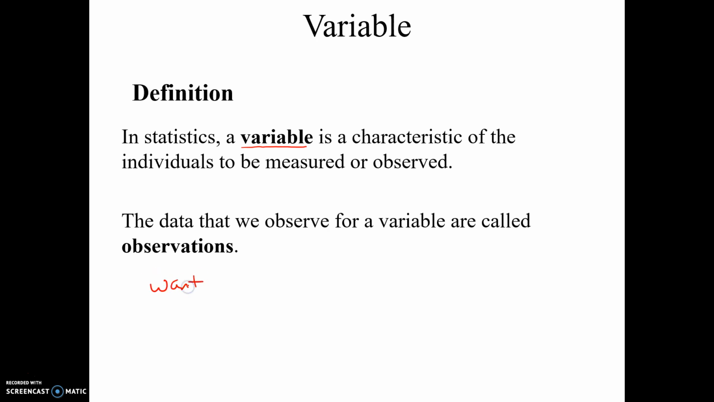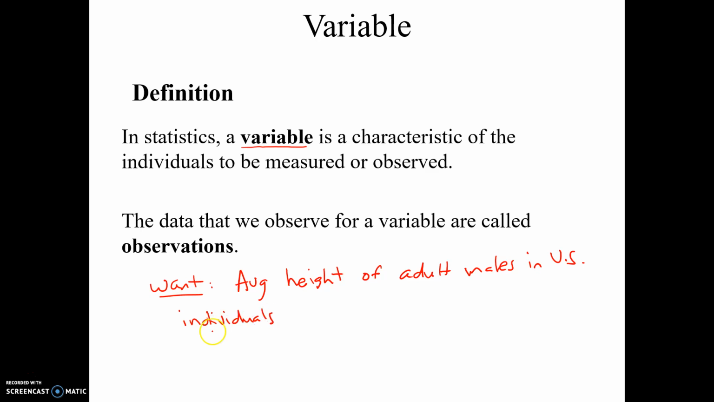Okay, this is what we want. We want to find the average height of adult males in the US. A variable is a characteristic of the individual. So in this case, the individuals are the adult males in the US.